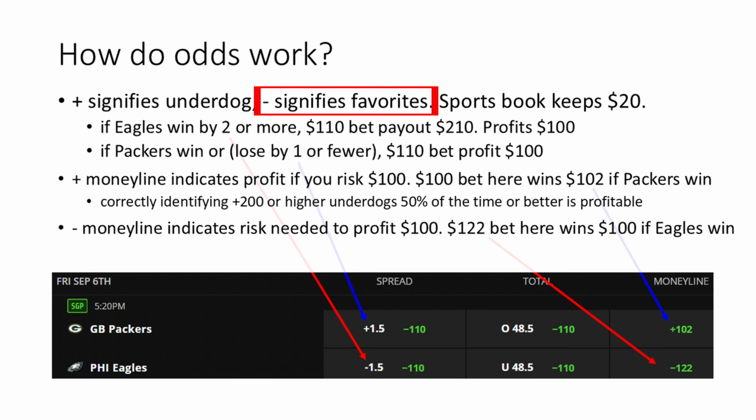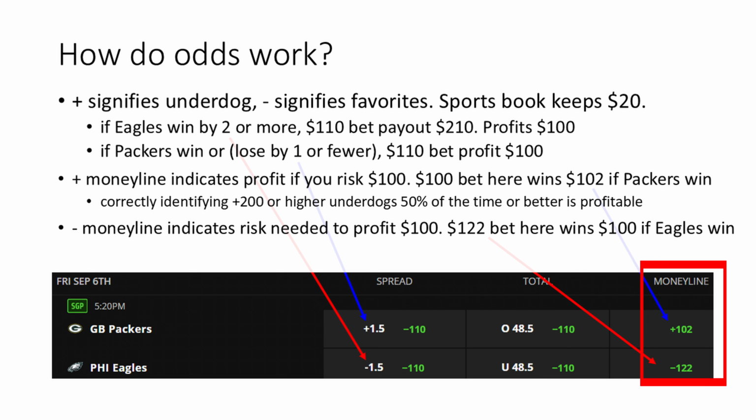Negative odds signify favorites. So negative 122 means a $122 bet placed will win $100. That is, you get $222, which includes the $122 you spent and $100 on top. This is also called the money line and is what I will be using for my project.